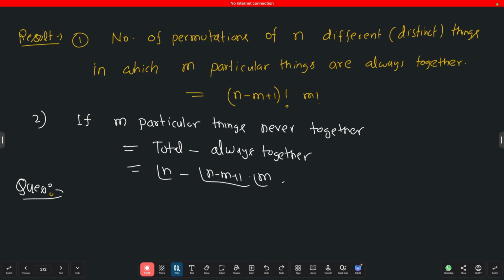One theorem, then based on the theorem we will solve at least two problems. So write always together. This formula is for m particular things always together. Through examples I will tell you. Suppose I write one example, then I will explain this. Just wait for the example. So the word is triangle.